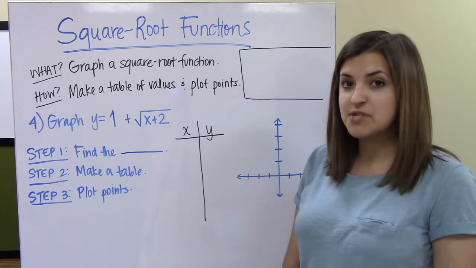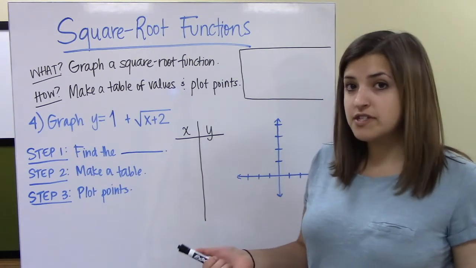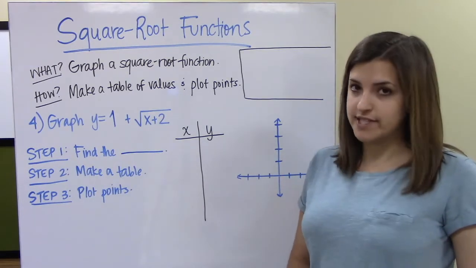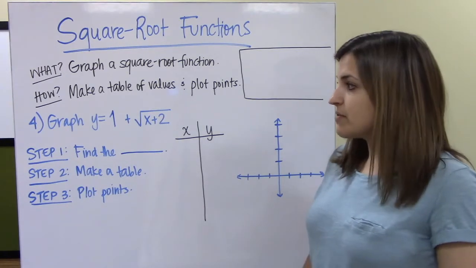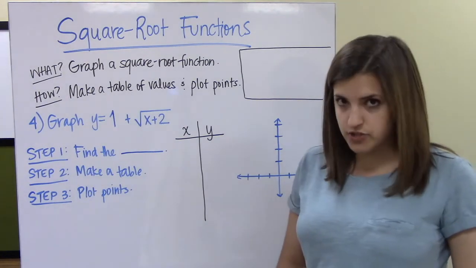Okay, our last objective for today is to graph a square root function. How are we going to do this? The same way we've always graphed. We're going to make a table of values and plot points. So our example is to graph the function y equals 1 plus the square root of x plus 2.